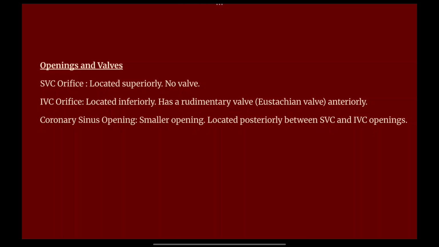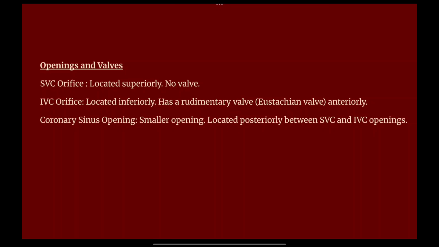Now the openings and valves that are present in the right atrium are, first, the superior vena caval orifice, which is located superiorly, that is above, and there is no valve over there. The inferior vena cava is located inferiorly. It has a rudimentary valve which does not work exactly, but it is present at the inferior vena cava orifice, and that is called the eustachian valve. It is anteriorly placed.